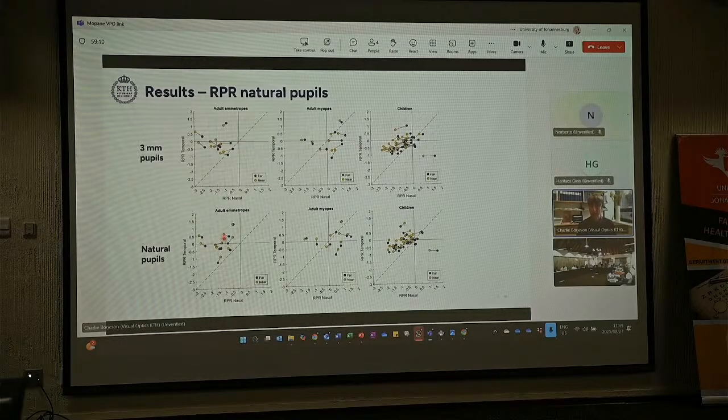And if we compare individual dots, of course, we can't see exactly which dot corresponds to which between these two rows. But some dots are a little bit more the same between the 3 millimeter case and the natural pupil case, and some move around a bit more. That is to be expected because for natural pupils, of course, some people have very large pupils and others have very small pupils. So the difference would be expected to be different in size.